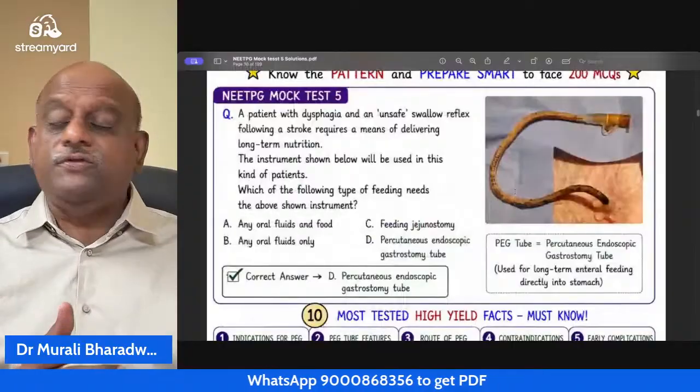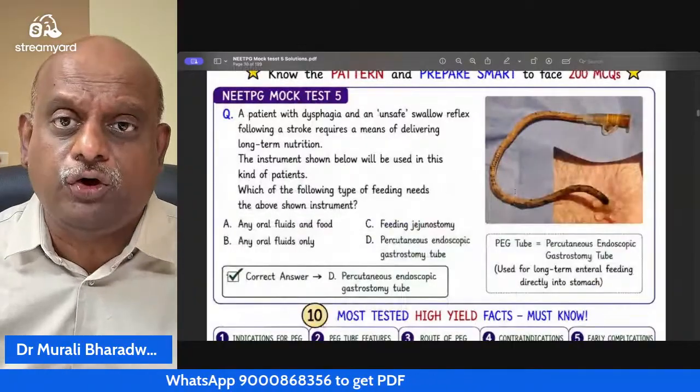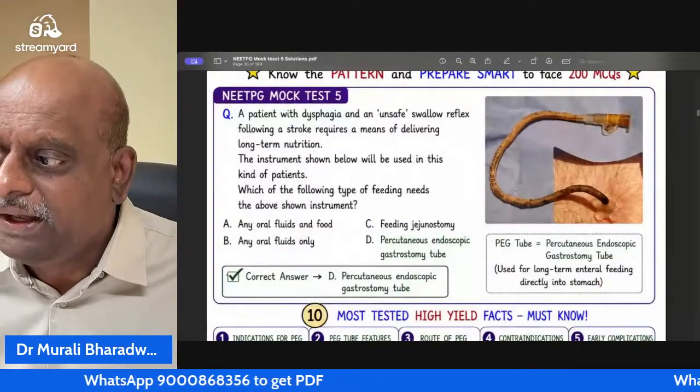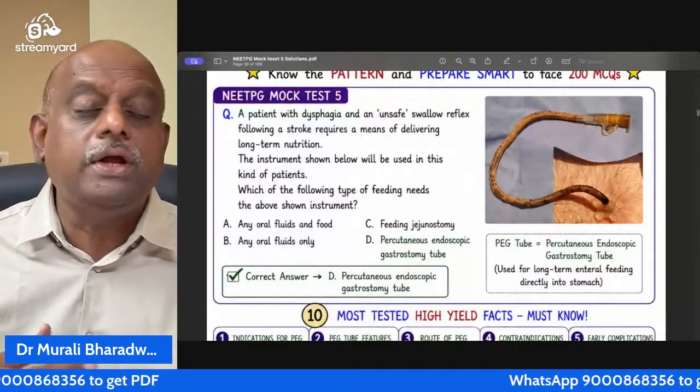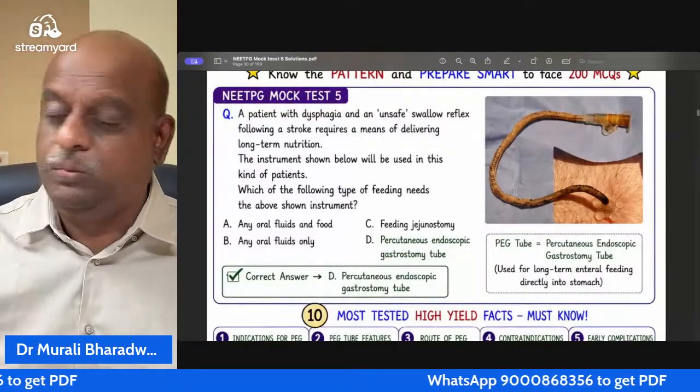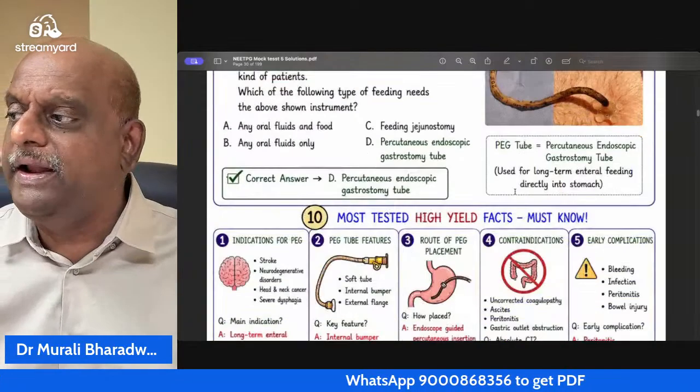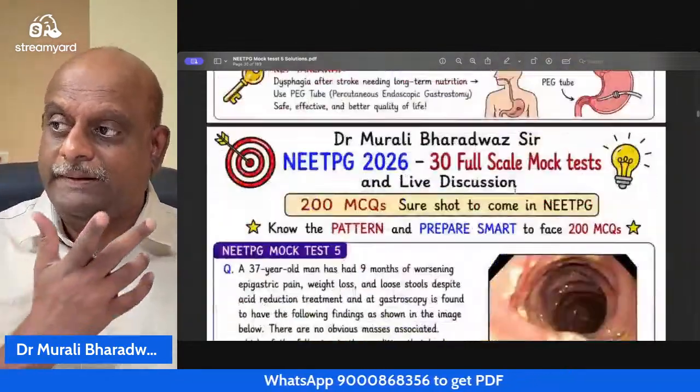A patient with dysphagia, unsafe swallow reflex following a stroke. So we need to put a PEG tube, percutaneous endoscopic gastrostomy tube, for the long-term enteral feeding, is what we need to remember.